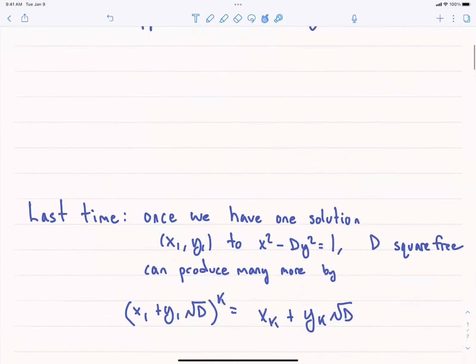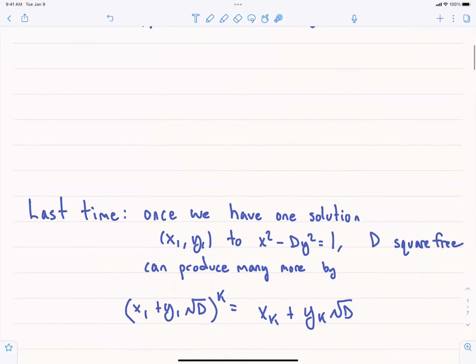So just to recall where we're at, last time we looked at equations of the form x squared minus dy squared equals 1. In particular, we looked at the case where d was 2, but more generally, we can look at whenever d is a square-free positive integer. And these equations are called Pell's equations.